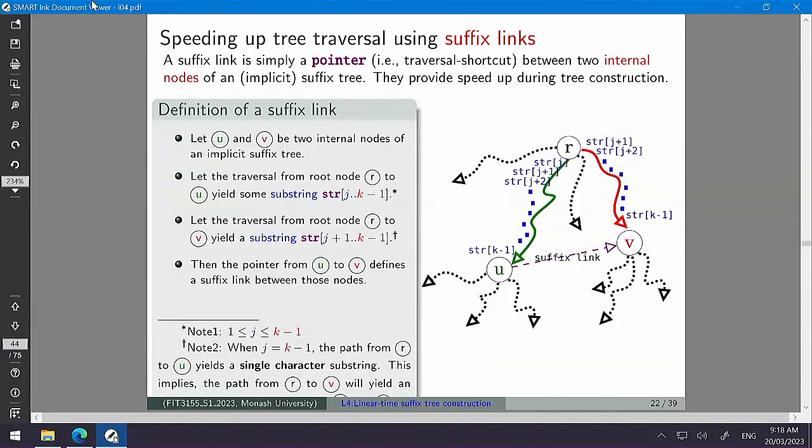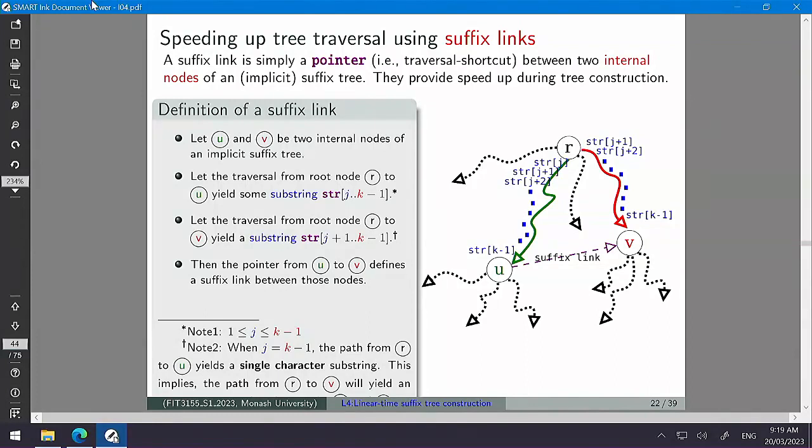I just saw the figure talks about the path from j to k minus 1, but I was reasoning on the board from j to k, but they are essentially two numbers, right? They're two numbers that we have to think about. So the idea would be that if you have a path from root to an internal node which defines C beta, then you have another node that defines beta, then there's a suffix link that goes between them.